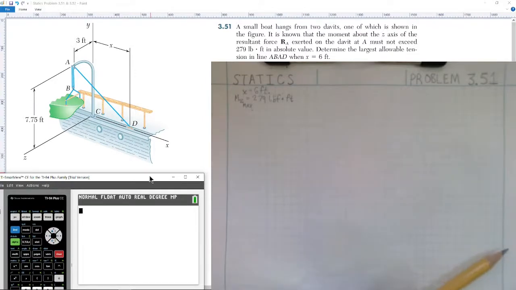So number 51 says, a small boat hangs from two davits, one of which is shown in the figure. It is known that the moment about the z-axis of the resultant force Ra, exerted on the davit at A, must not exceed 279 foot-pounds in absolute value. Determine the largest allowable tension in the line ABAD when x equals 6 feet.